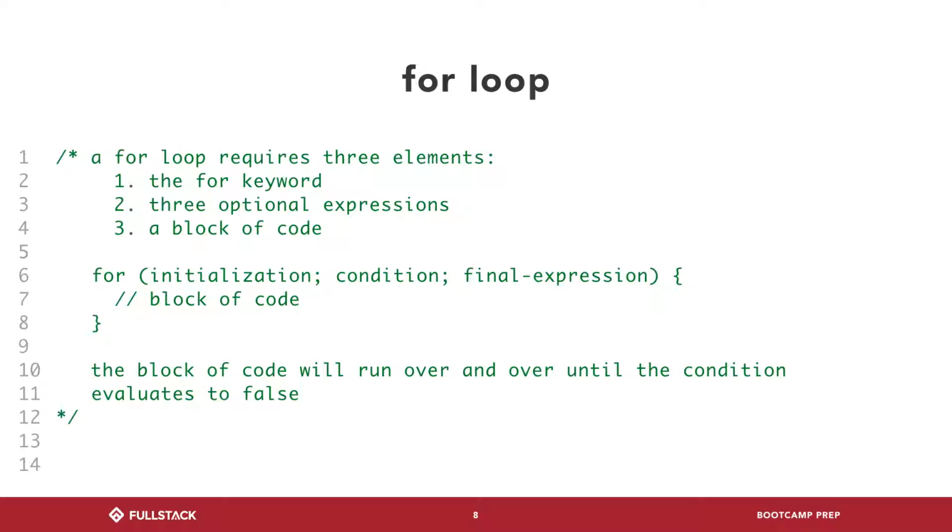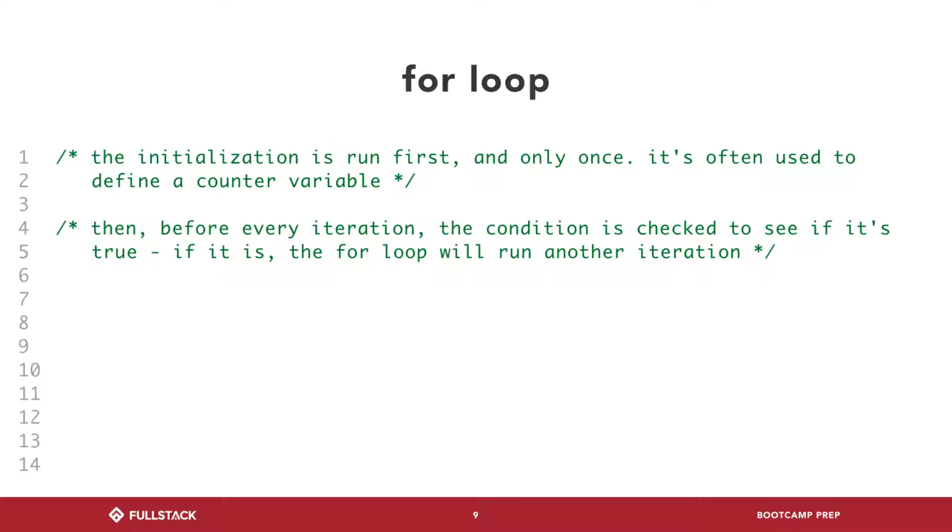And then this last thing, the final expression, is basically, in the while loop example, our count minus minus. This is what modifies that thing that hopefully pushes us closer and closer to a failure state. Because like a while loop, a for loop also has to be able to end at some point. So let's see how the for loop works.